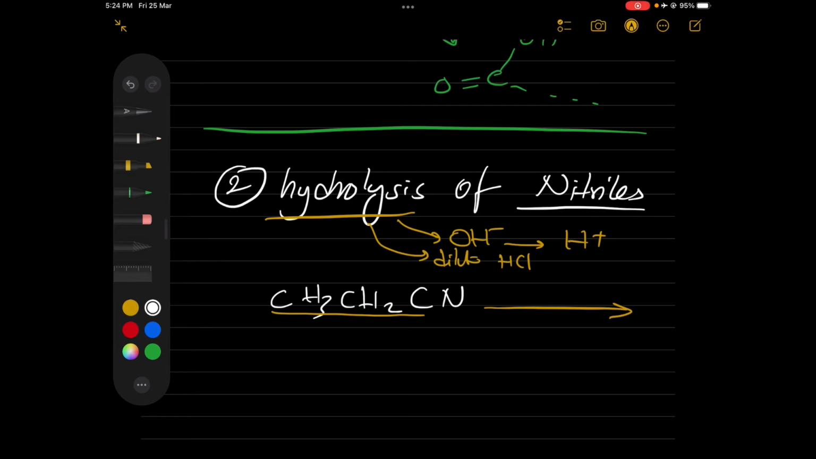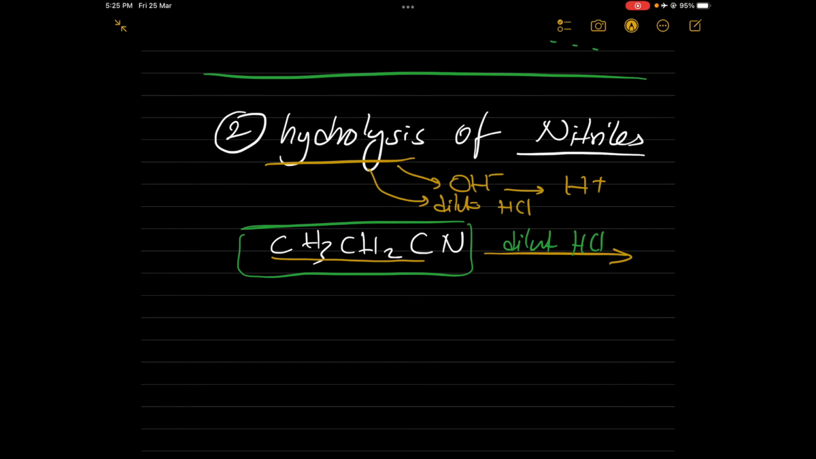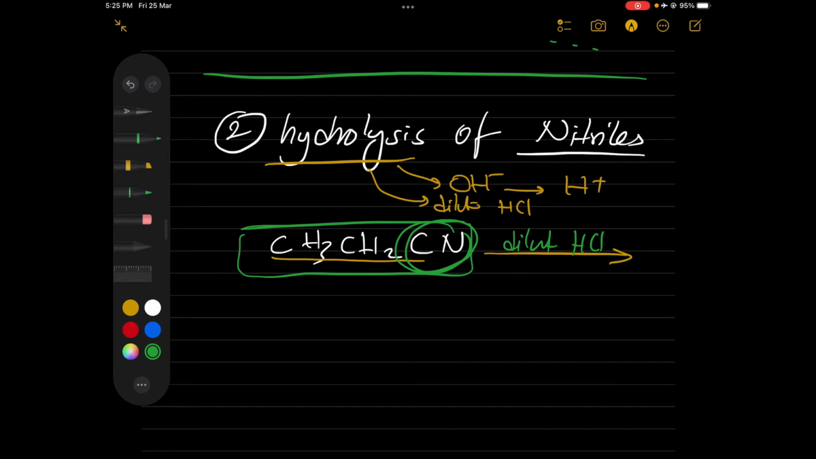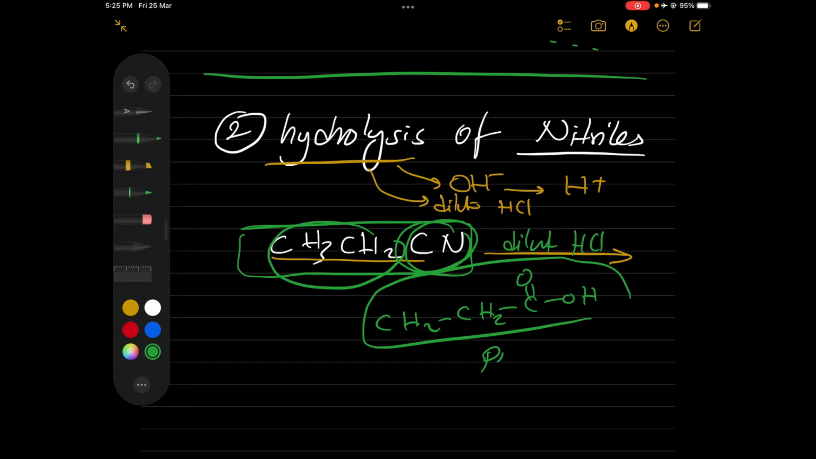So in this example, you have propane nitrile. If you add dilute HCl, you will change the CN group to C double bond O, OH, and you will keep the other components as they are. You have CH2 here and CH2 here. So this is propanoic acid.